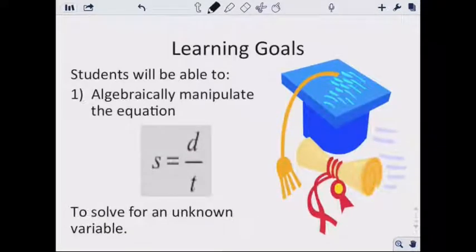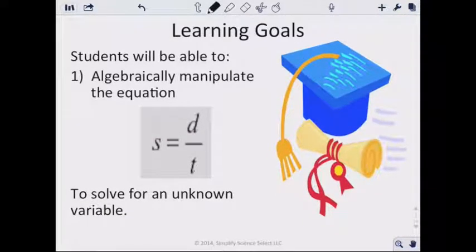So we're jumping into this. It says students will be able to algebraically manipulate this equation. So we've seen this equation before, and we're going to learn how to solve for different variables besides speed. And so we want to solve for unknown variables.